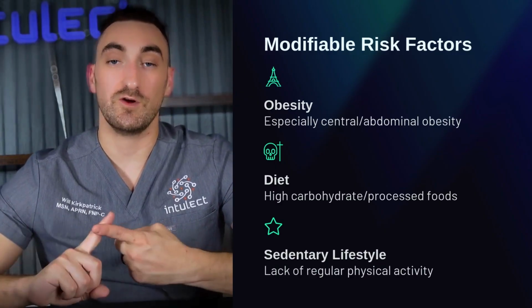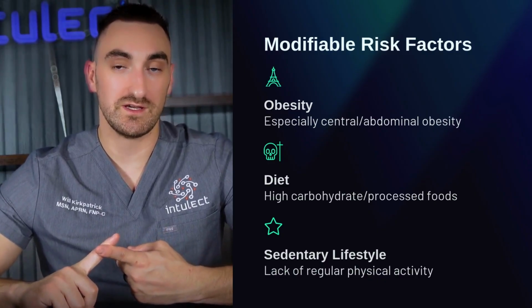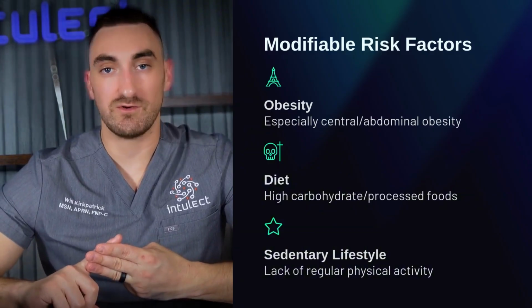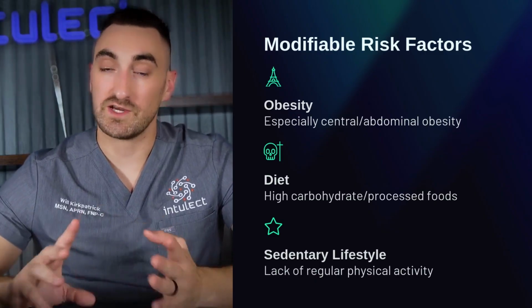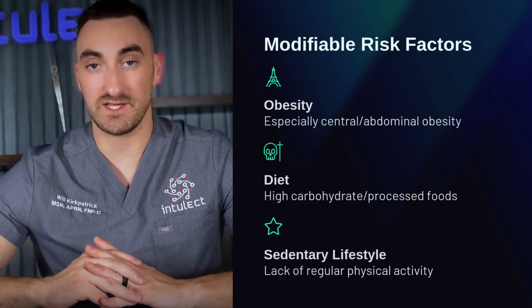So that is obesity. Of course, being obese puts you at major risk. With that comes a high carbohydrate diet, sedentary lifestyle, which you could argue is very associated with obesity, and hypertension. So make sure you write those 4 things down. That will be on your NCLEX and it will be on your nursing exams.